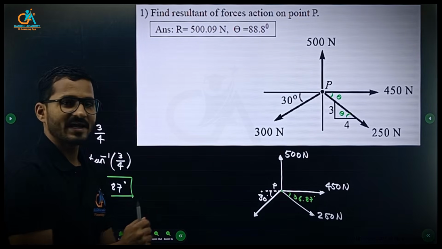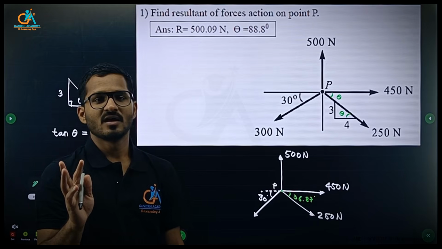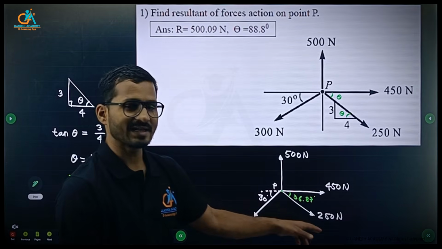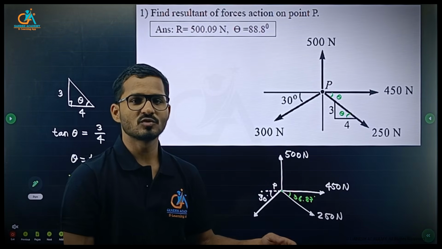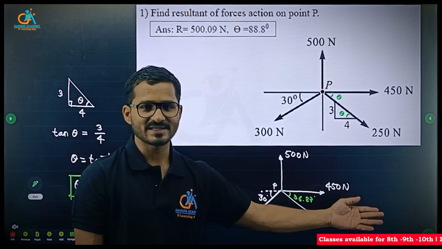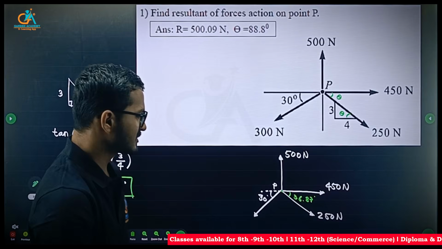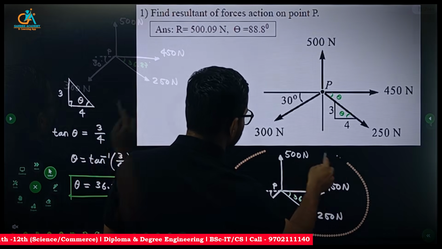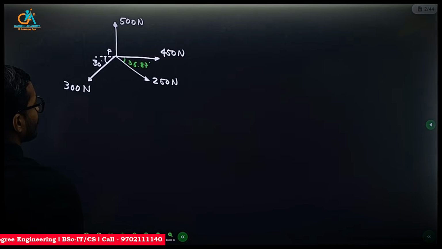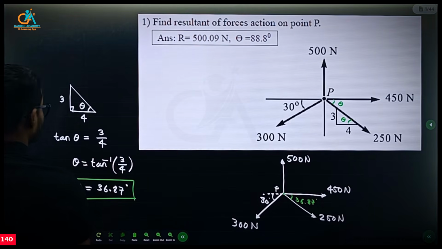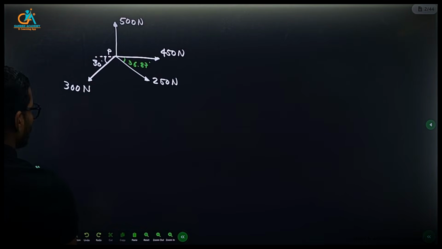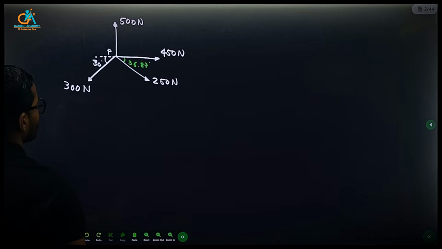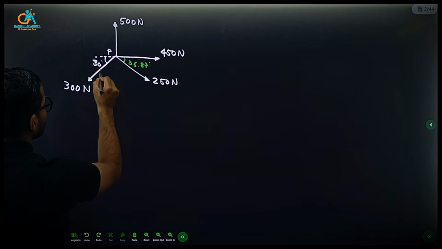Okay, so first step क्या है इसमें? First हमें find करना है components of the given forces. If the force is inclined, we have to resolve the force into perpendicular components. One is along x-axis, one is along y-axis. That means vertical and horizontal components. So let me just copy this. 450 Newton towards right, 500 Newton vertically upward, then inclined 250 Newton, and 300 Newton at an angle 30 degree. So first we'll resolve these inclined forces.